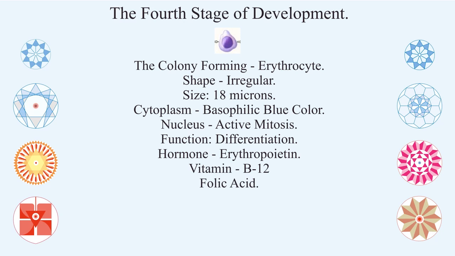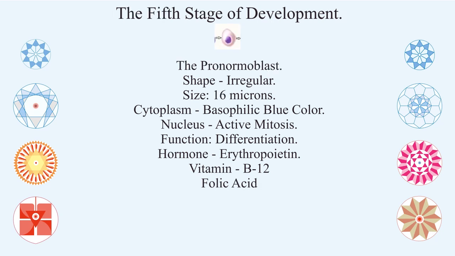Fourth stage of development is the colony forming erythrocytes. Shape is irregular. You can see it. Size is 18 microns. Cytoplasm is basophilic blue color. Nucleus is active mitosis. Function is differentiation. Hormones are erythropoietin, vitamin B12 and folic acid. At this particular juncture, vitamin B12 and folic acid play a very important role to make sure that we have 5 million per cubic millimeter in undiluted blood. For that, erythropoietin, B12 and folic acid should be absolutely essential without any issue at all. That is to be kept in mind.